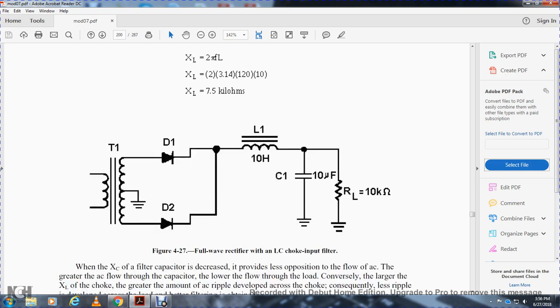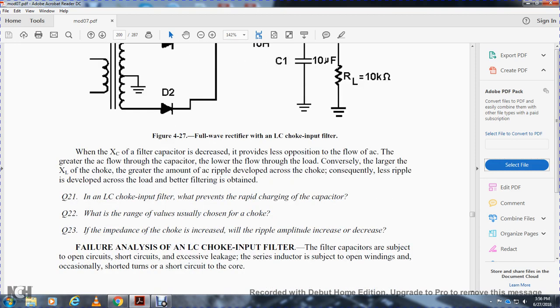Figure 4-27 shows a full wave rectifier with an LC input filter: a transformer with a center-tapped secondary winding, grounded, diodes D1 and D2, inductor L1 of 10 henries, capacitor C1 of 10 microfarads, and a resistive load of 10 kiloohms. The capacitive reactance of the filter capacitor provides less opposition to the flow of AC. The greater the AC flow through the capacitor, the lower the flow through the load. Conversely, the larger inductive reactance of the choke greatly opposes the ripple, developing it across the choke. Consequently, less ripple develops across the load, and better filtering is obtained.